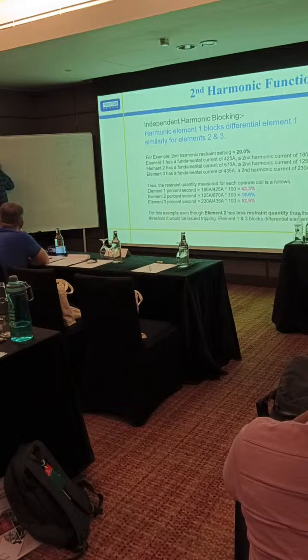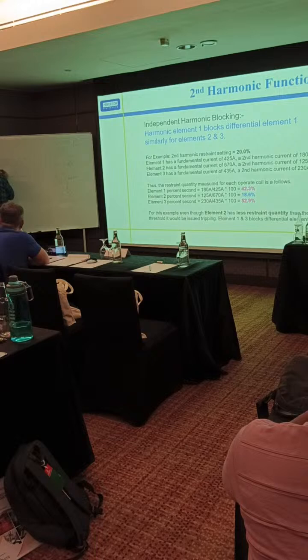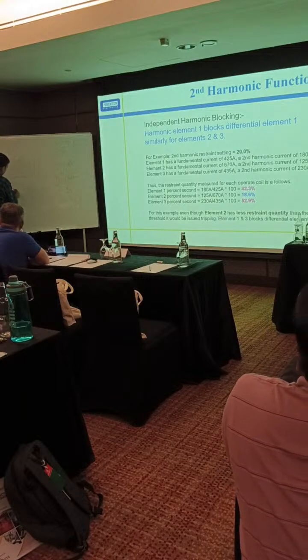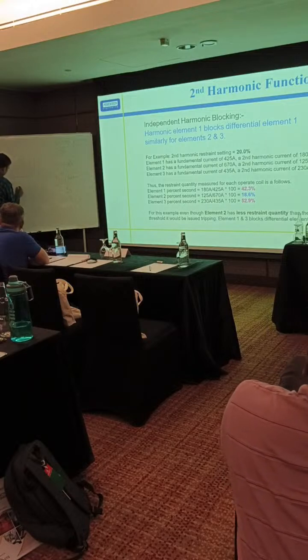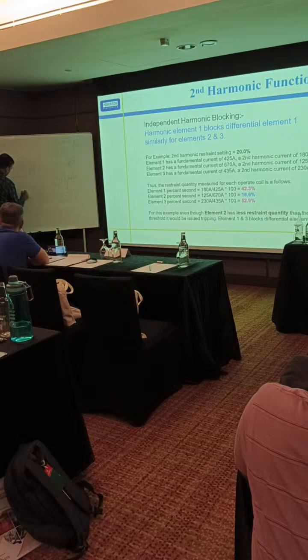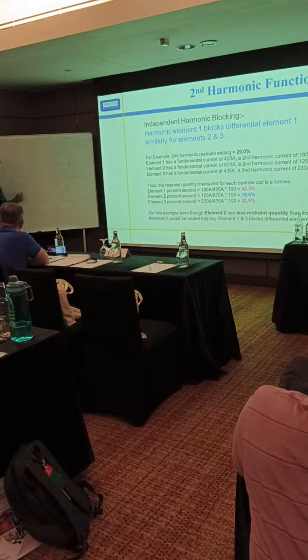I'm not drawing it properly. Just this is neutral. This is suppose R, Y, B. So all the elements. This is element one. This is element two. This is element three. Okay. Yeah. One, two, three.